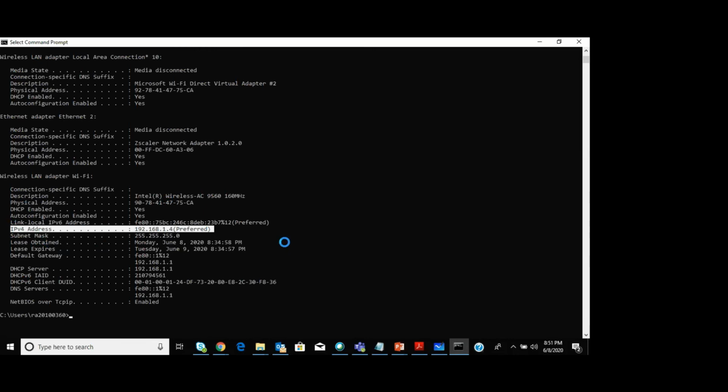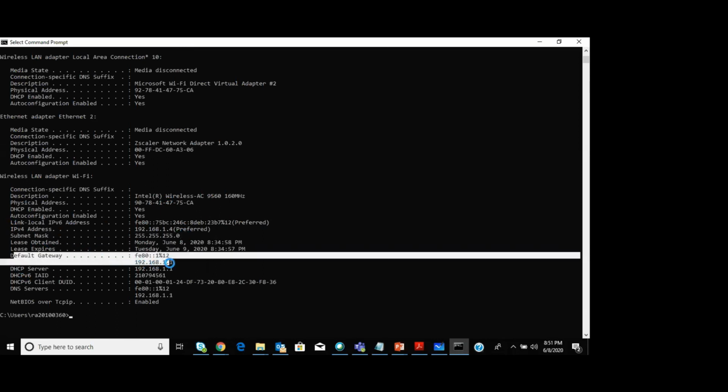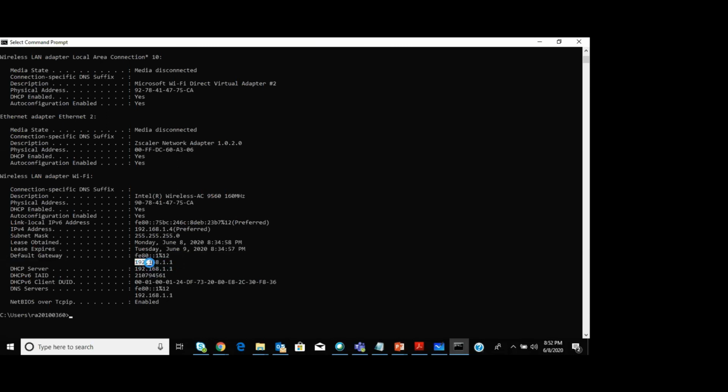That's your laptop IP address, right? And this is the subnet mask. And here we go. What is the default gateway? That's your path into the connection, 1.1. Okay. And this is the DHCP server, the IP address providing server.